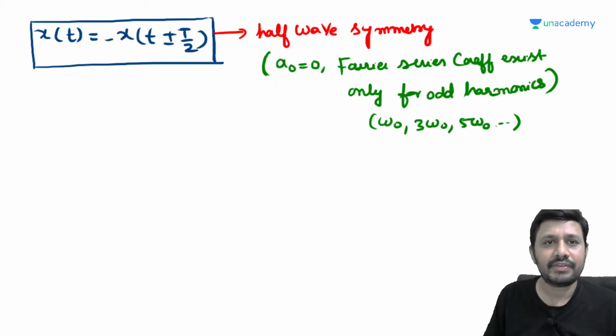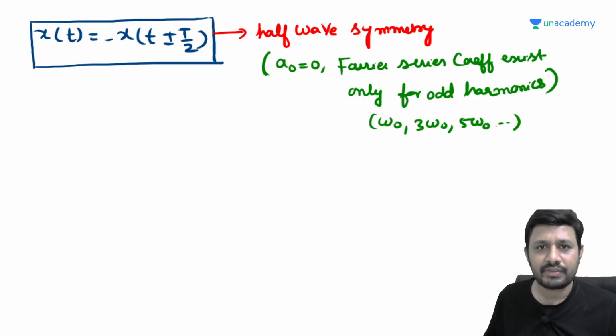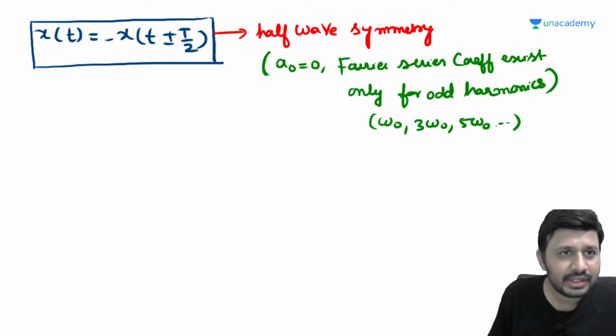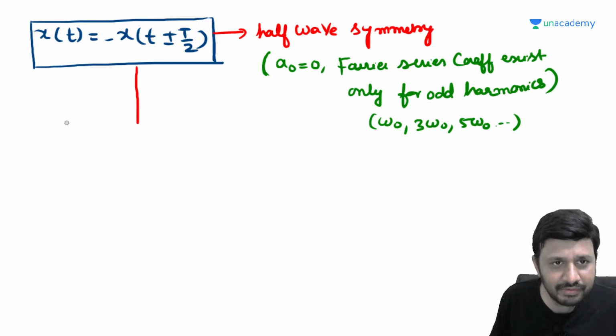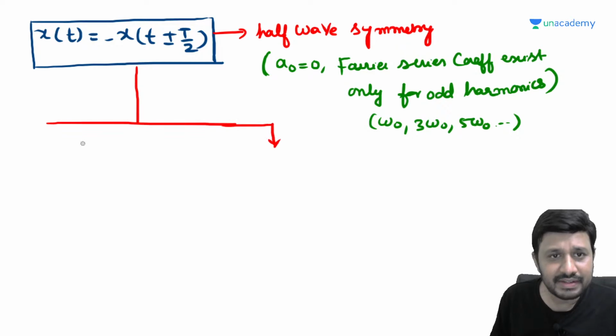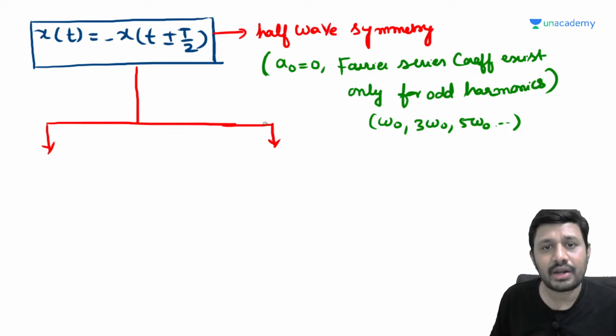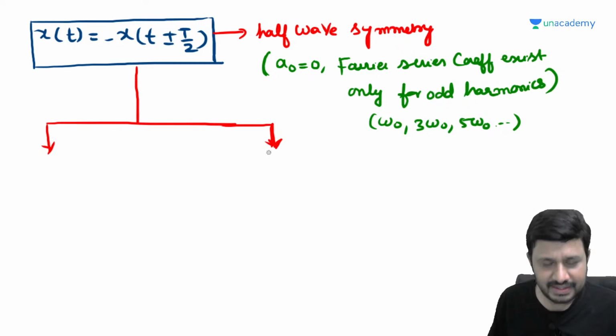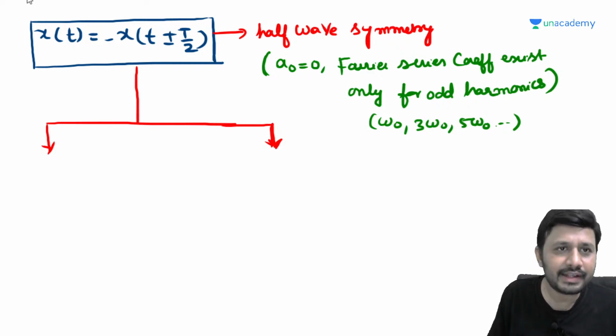Right. So if the signal is half-wave symmetric, the Fourier series coefficients exist only for odd harmonics. In half-wave symmetric signals we can have An and also Bn, but An and Bn will exist only for odd harmonics. Odd harmonics will only be present. Right. Now the next discussion: a signal being half-wave can be even or odd. An even signal can exhibit half-wave symmetry, or an odd signal can exhibit half-wave symmetry.